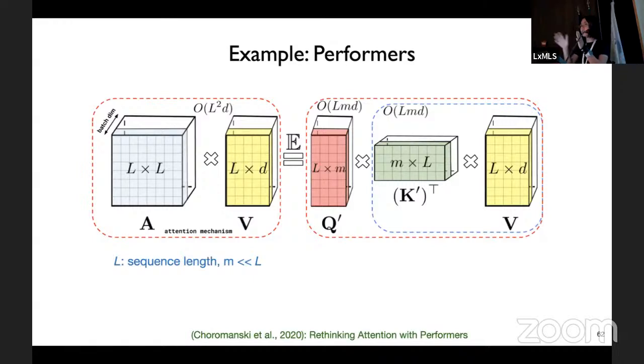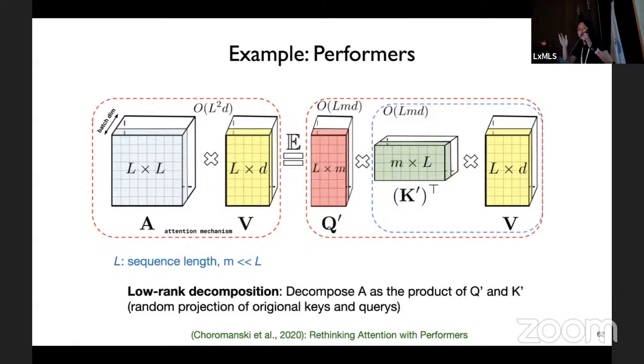Again, the goal of all these approaches is to reduce the quadratic self-attention computation. This model, also from Google in 2020, is called Performers. The key idea is to decompose this n by n matrix, or L by L in their notation, into the product of two low rank matrices, Q prime and K prime. They can do some kind of random projection from dimension L to a much smaller dimension M, and then decompose this A into Q prime and K prime.